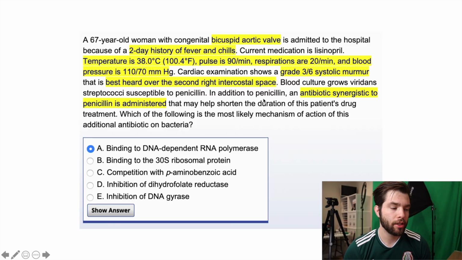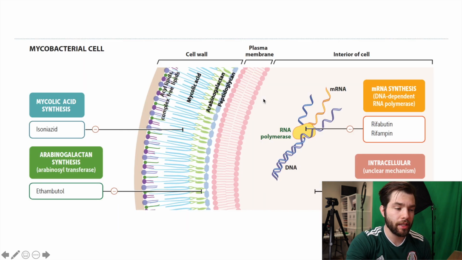So, binding to DNA-dependent RNA polymerase. Okay, so I know that this is the mechanism of action of rifampin. So if I were reviewing this test and I didn't know what binding to DNA-dependent RNA polymerase was, I'd make a flashcard of it and I would say this is rifampin. And if I didn't know anything about rifampin, I would go ahead and turn to First Aid and refresh it.